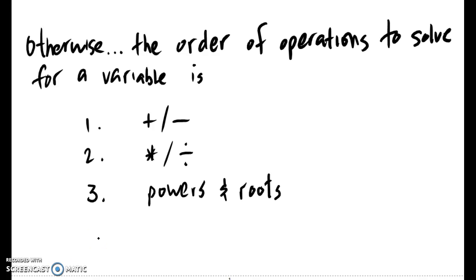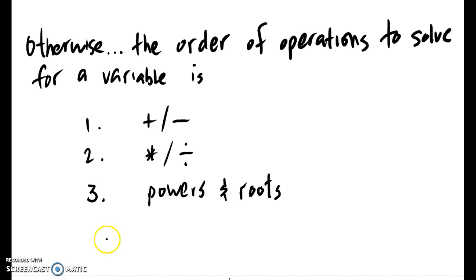Otherwise, the order of operations to solve for a variable is do addition and subtraction to isolate the unknown, then do multiplication and division, and then finally a power or a square root could be done to solve for x if necessary. So this is the rule for solving for an unknown.